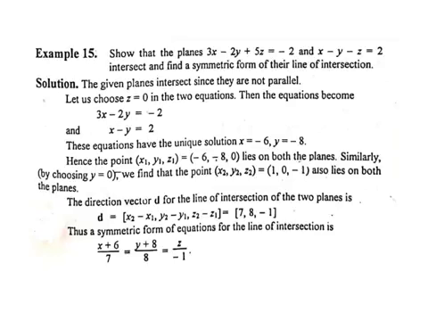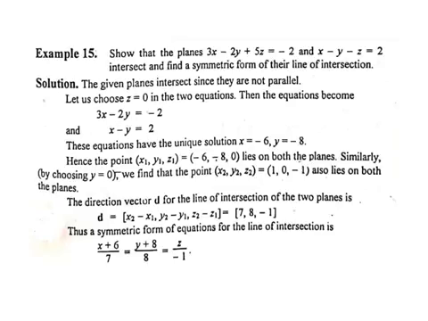Now we have an illustration in which we will discuss in detail and show that the planes 3x minus 2y plus 5z equals minus 2 and the other plane given by the equation x minus y minus z equals 2 intersect. Obviously when they intersect they give a line, and find a symmetric form of their line of intersection.